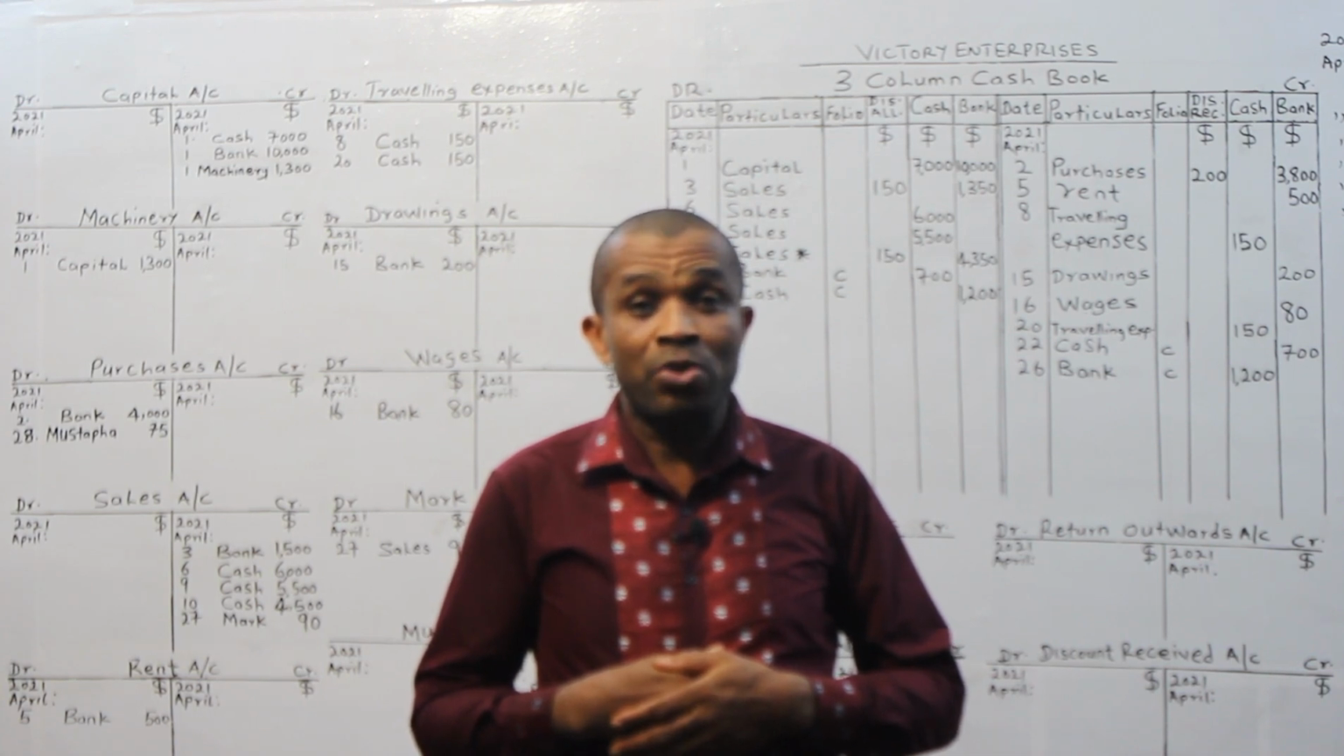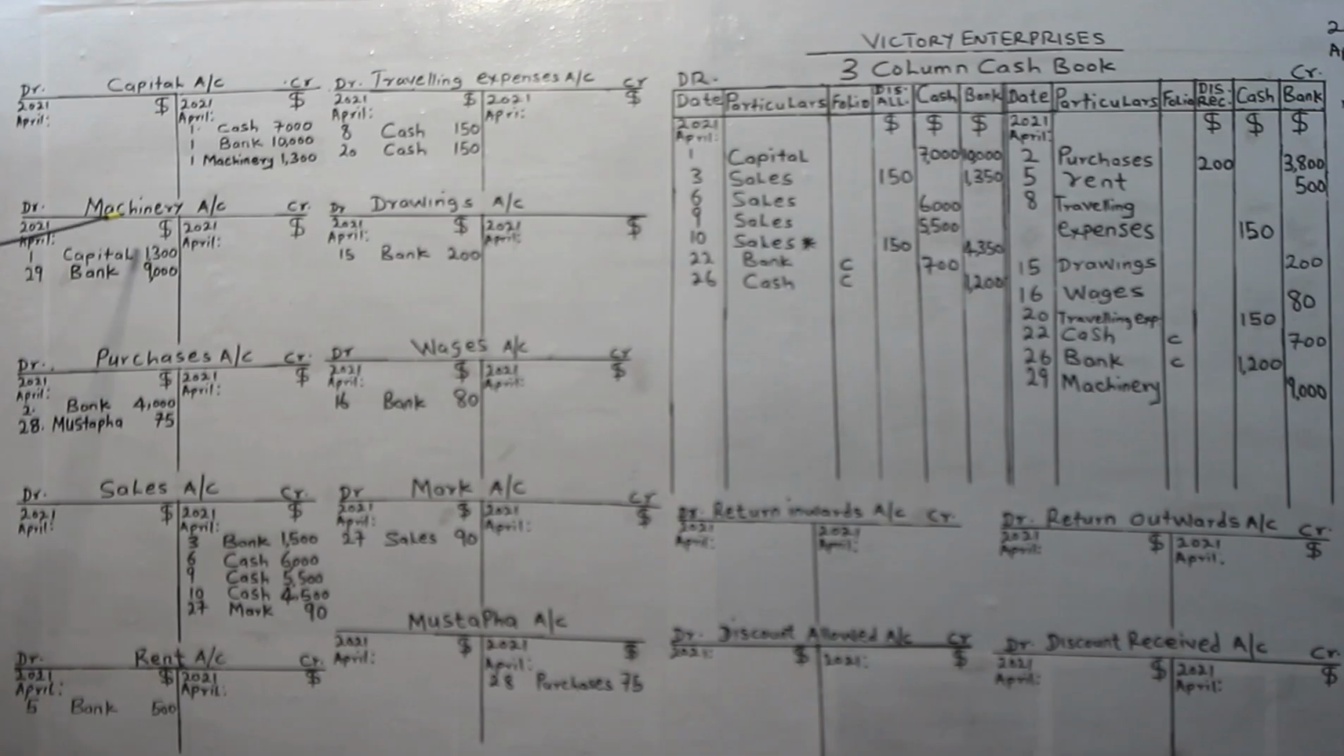Remember that the transaction was made through check, so the bank column of the cash book is involved, while the machinery account will be debited for receiving the money through the bank. So the machinery account is debited with $9,000 received from the bank as a result of purchase of machinery on 29th of April 2021.